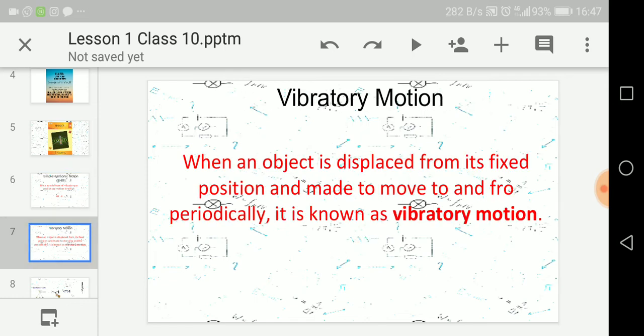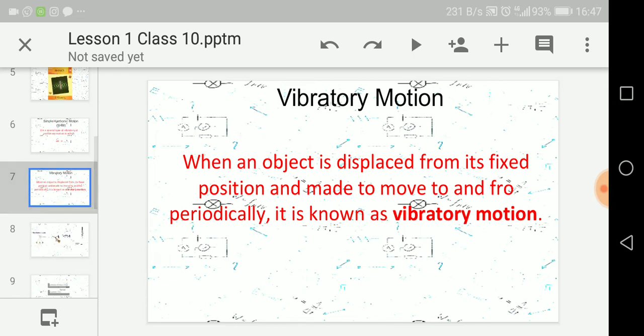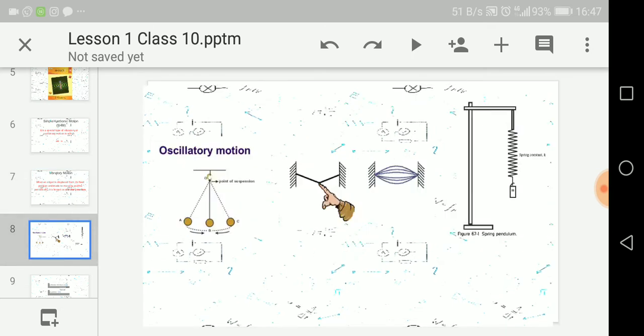Vibratory motion is what you studied in class 9. It is a motion in which an object is displaced from its fixed position and is made to move to and fro periodically. So the to and fro motion of a body about a mean position is known as vibratory motion. These are some examples of vibratory motion. For example, a simple pendulum, which is able to oscillate about a fixed mean position. A thread which is fixed between 2 points and is plucked and released produces vibratory motion.